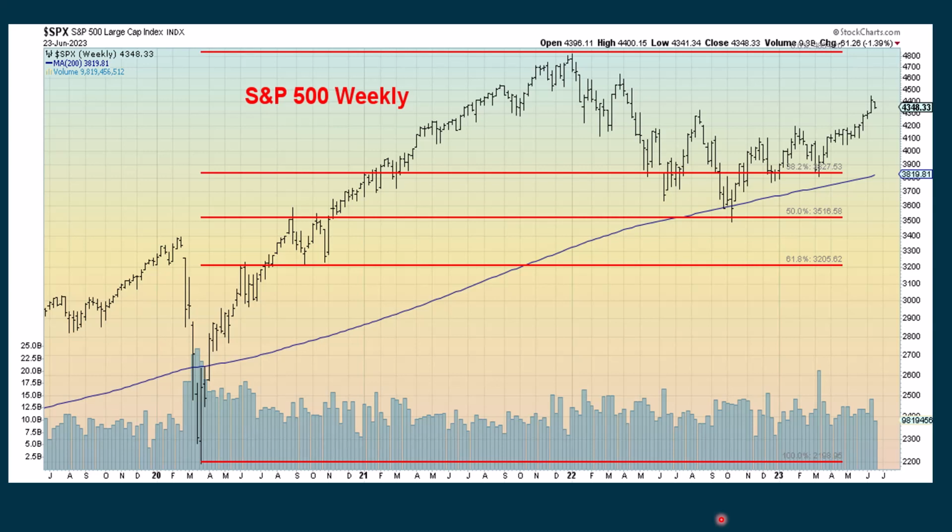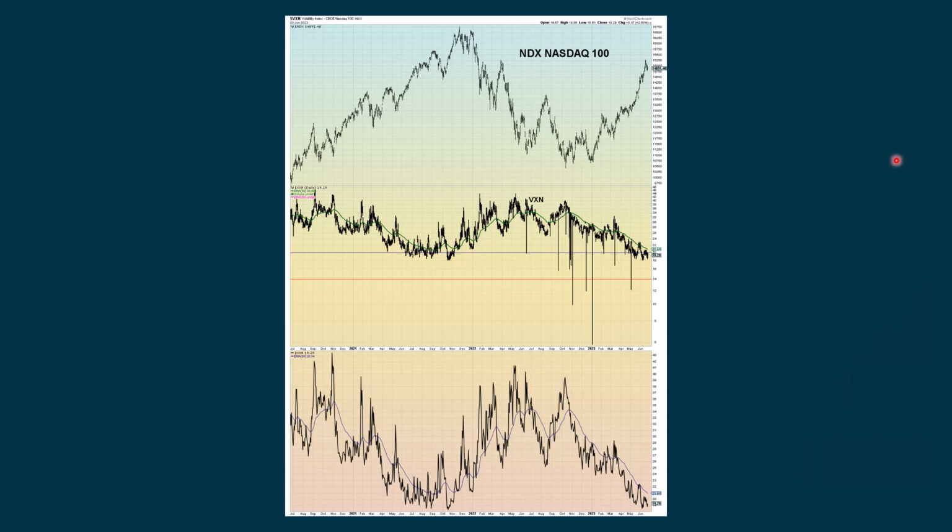Then we keep an eye on the very long-term trend. That's the blue line. This is a 200-week moving average. We're well above that, so the secular bull market trend is still in place. We also have some Fibonacci retracement levels on here, but we're far away from both, so I haven't been including that.